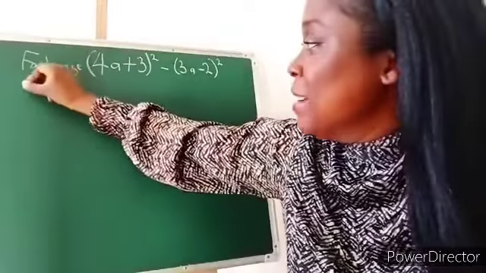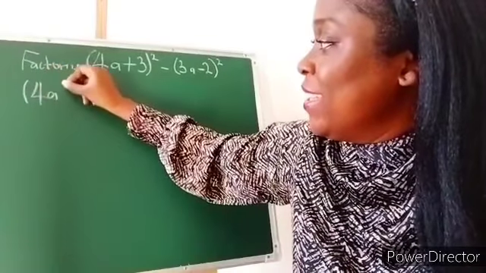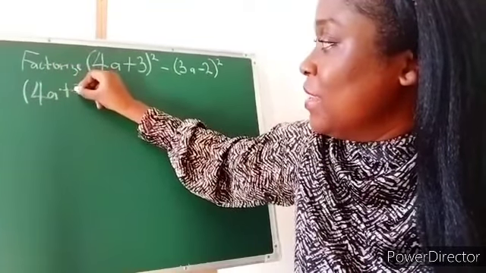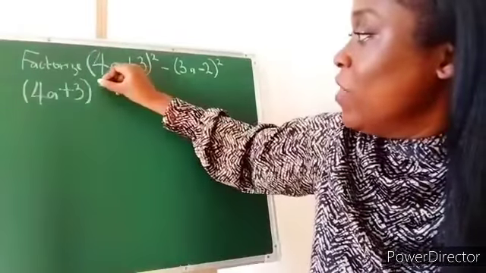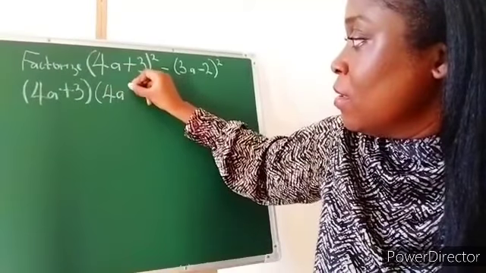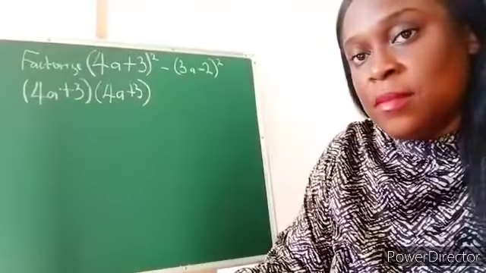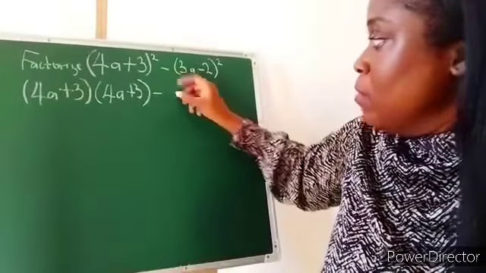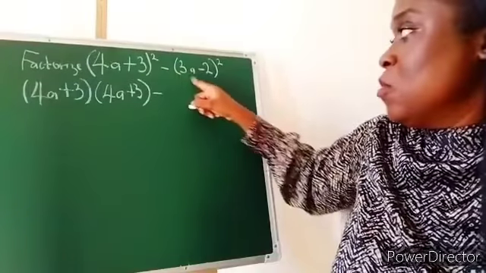Hey, matter don large o. 4a plus 3, abi another 4a plus 3. You dey see am? Minus dey here, abi? So we go put the minus here. Then we go open this one.